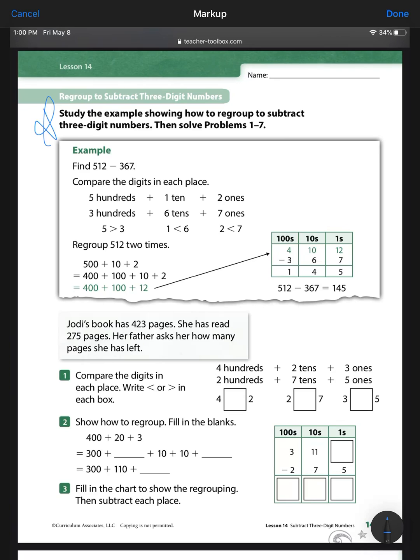So first we're going to read the directions. They say study the example showing how to regroup to subtract 3-digit numbers. Then solve problems 1 through 7. So this is a very important skill that you will be using in 3rd grade and beyond. So let's make sure that we know exactly what we're doing.